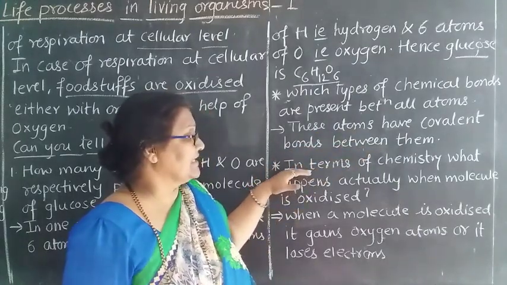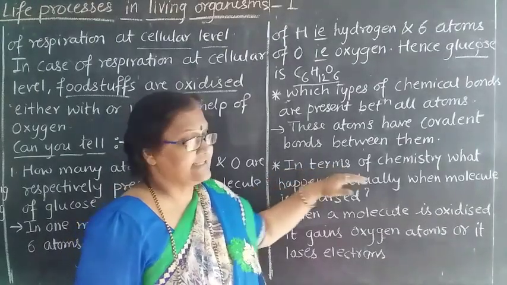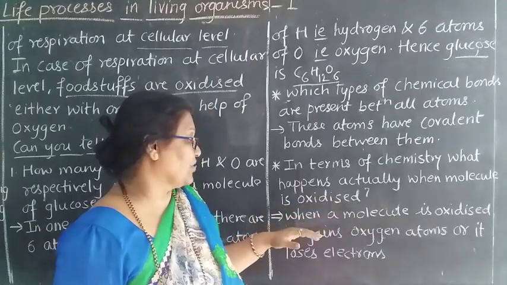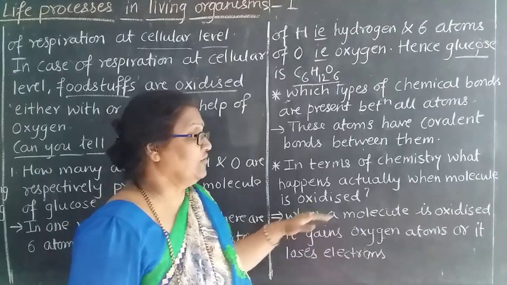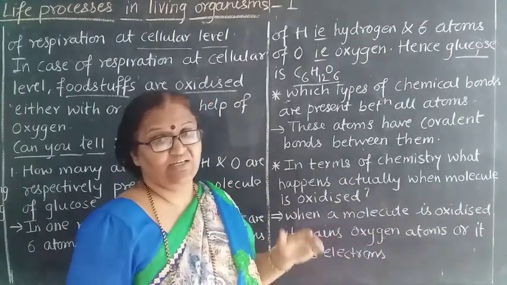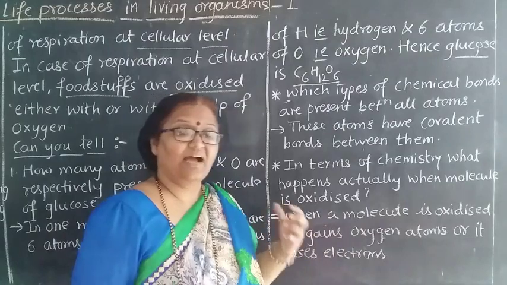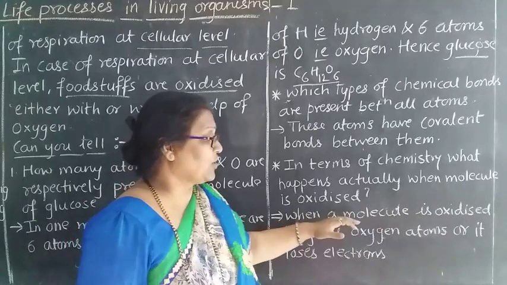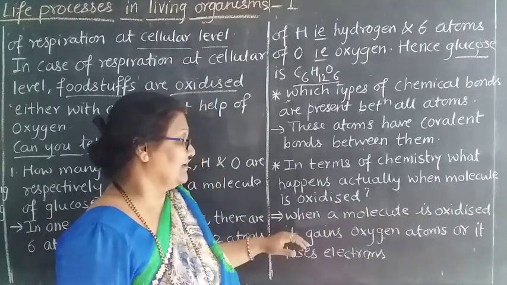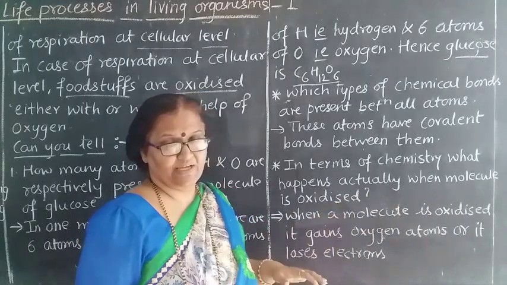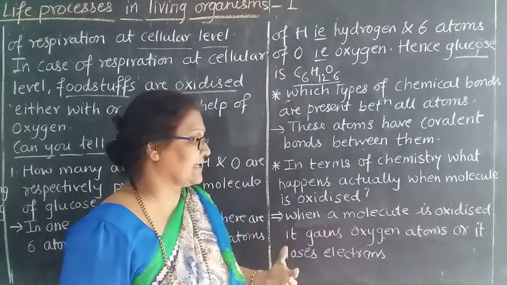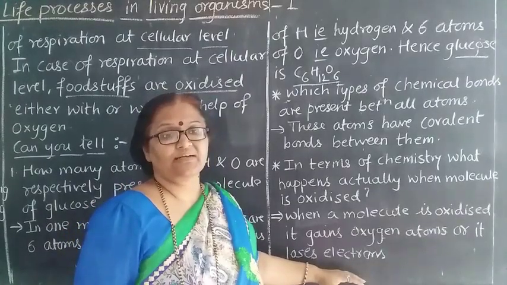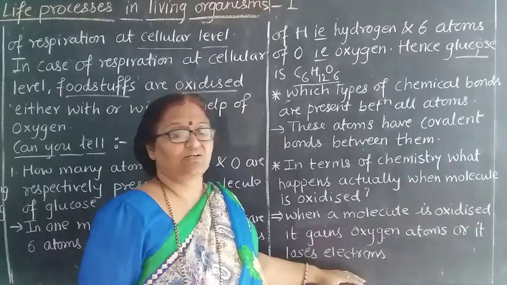The next question is, in terms of chemistry, what happens actually when a molecule is oxidized? I have told you, oxidation is a reaction in which oxygen is added and hydrogen is removed. So what is oxidation here? When a molecule is oxidized, it gains an oxygen atom. That means it acquires an oxygen atom or it loses electrons. That is one of the cases in these atoms.